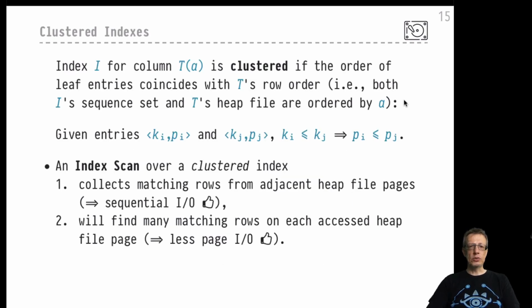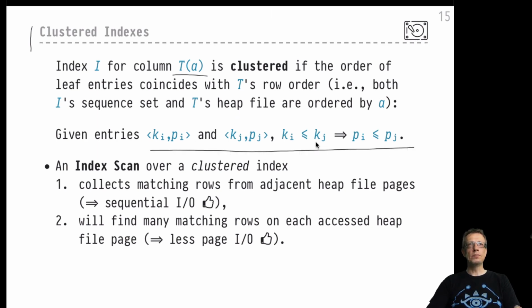And this is exactly what is described by clustered and non-clustered indexes. So the good case, the left-hand side case, the column A case, is described by the notion of clustered indexes. When I'm talking about an index I that is organized over some column A of a table T, and the row order in the heap file for table T coincides with the order of the keys, the A order, inside the sequence set of the index. So this is the crucial notion here.